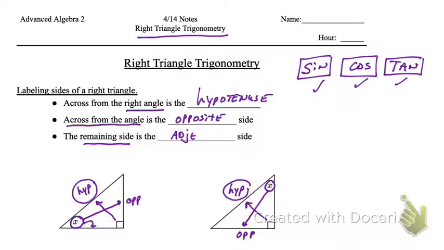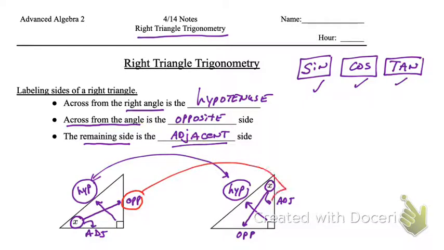If I can spell. Adjacent, A-D-J. It's adjacent to us, right next door, the only side that we haven't labeled yet. The hypotenuse stays in the same place. But notice how in this triangle this was opposite, but over here it's adjacent, because our angle changed locations. Here this is adjacent, over here it's opposite, again because our angle changed positions. So we have to get our sides labeled correctly, and if we can do that, we can set these things up and be on the right track.